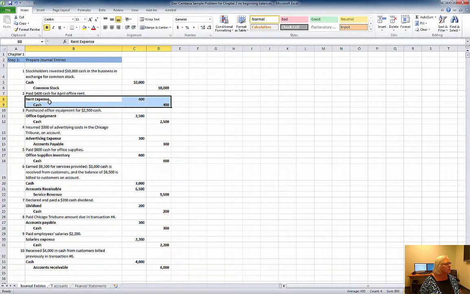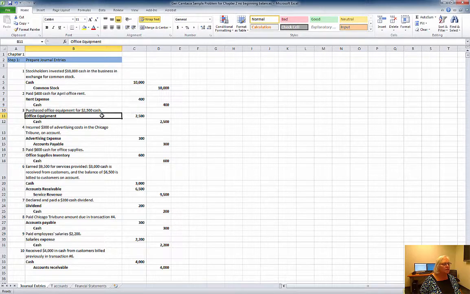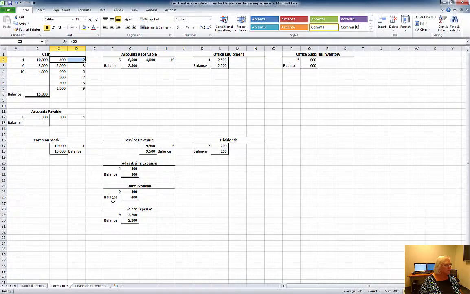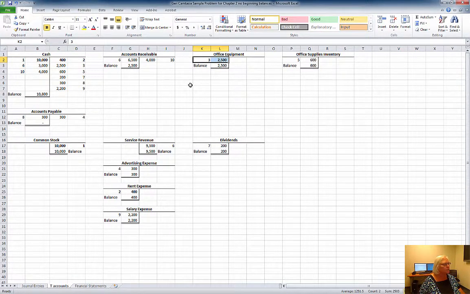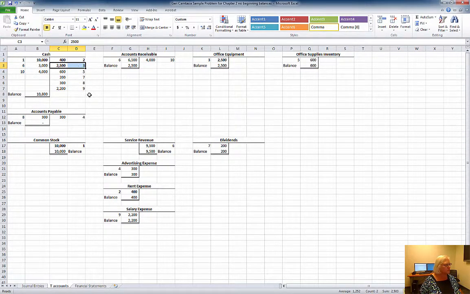Number 3, we're going to purchase office equipment for $2,500 in cash. So I'm going to have an account called office equipment and debit it for $2,500 and credit cash $2,500. So put in some office equipment with a debit, $2,500, credit cash $2,500.